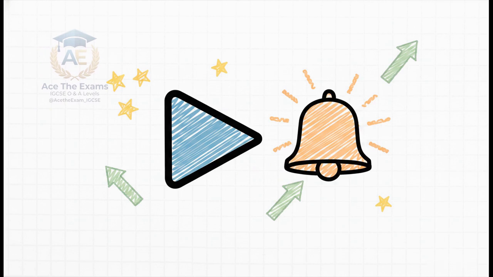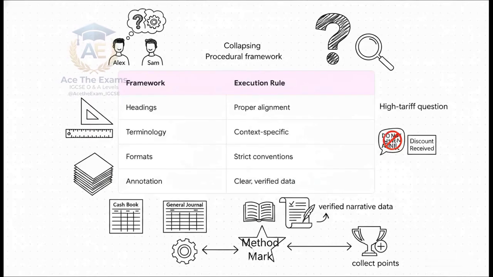All right, let's get back to Alex and Sam and see how they fix this mess. So, why were Alex and Sam stuck? They were stuck because their procedural framework was totally collapsing under the pressure of a high-tariff question.